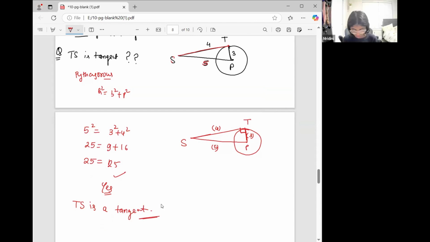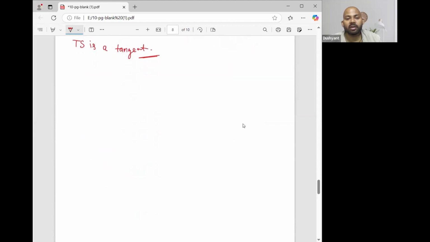Clear? Yes. That's how we check if it's a tangent or not. Now another question.